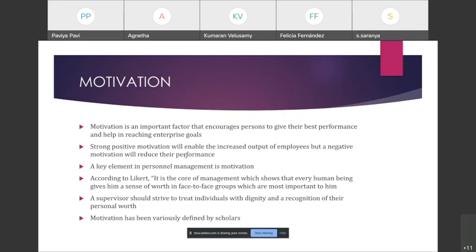Now, if we have a strong motivation, then it will give us more. If our motivation is very strong, it will encourage us to perform better. That's why they say, if employees in an organization have strong motivation, they will give better performance. But if it is negative motivation, then obviously they're not going to be interested. They're going to reduce their performance.